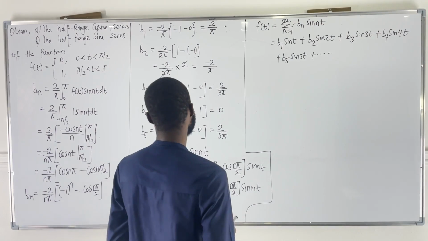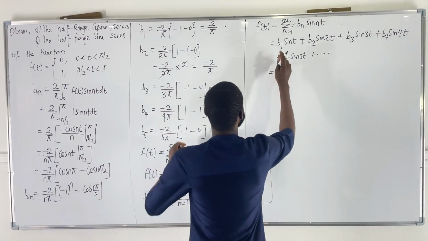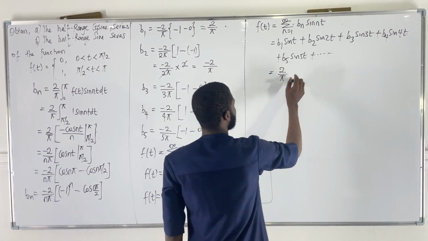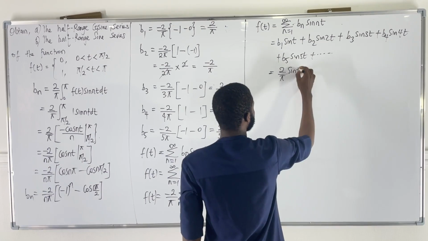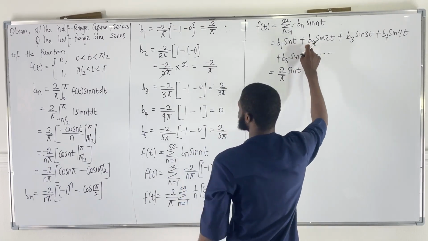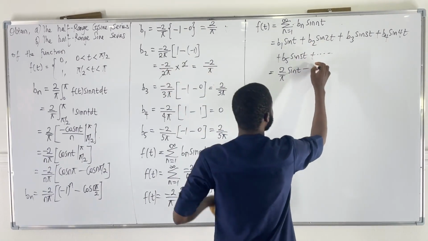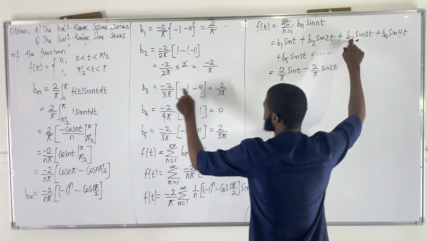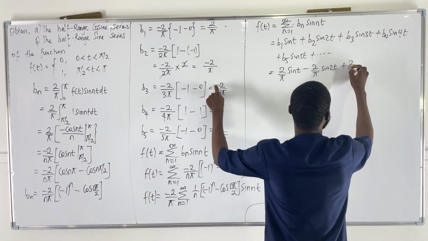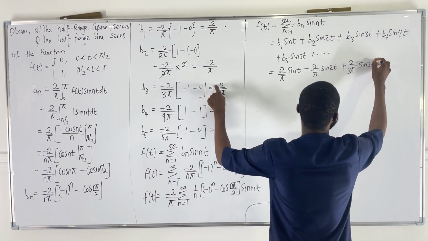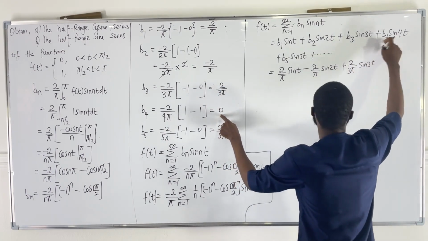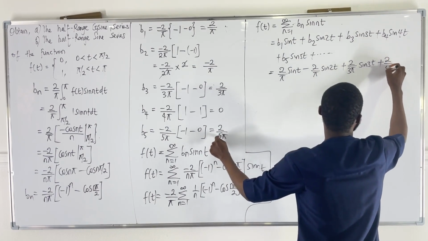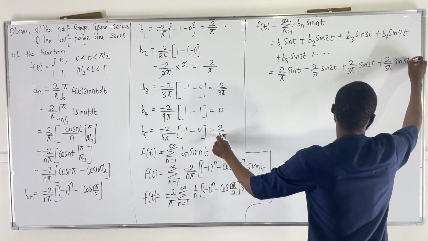So now, let's put in our b1. So b1 is 2 over pi. So this will be 2 over pi sine t. Next one, b2. b2 is minus 2 over pi. So this is minus 2 over pi sine 2t. b3 will be 2 over 3 pi sine 3t. b4 is 0, so this one is gone. Then b5 is 2 over 5 pi. So this is plus 2 over 5 pi sine 5t.